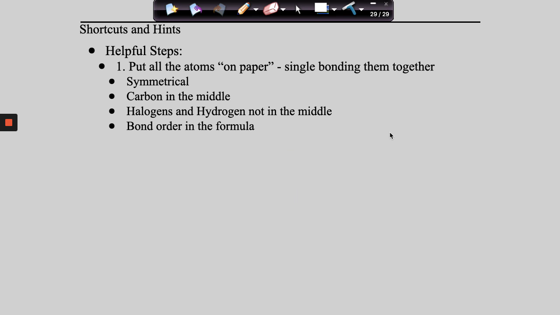Then as these get more complicated, many times you'll see that the bonding order is actually given in the formula of the molecule, and we'll talk more about that later. Okay, so there we have it. Put them all on the paper, make them symmetrical, put carbon in the middle, never put halogens and hydrogens in the middle, and then many times the bond order is given in the formula.